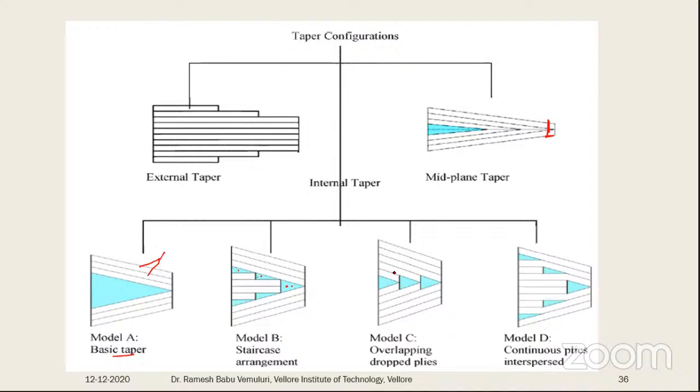Here the short fibers are inside, in the tapered position only. That's why it's called overlapping dropped plies. These are the dropping plies. Then continuous plies interspersed: here we have one short fiber, then one long fiber. It will be uniform, then again it will be bent. Like this, model D is the continuous plies interspersed. So these are the different major configurations we considered for the fabrication of the tapered composite sandwich, the MRE sandwich.